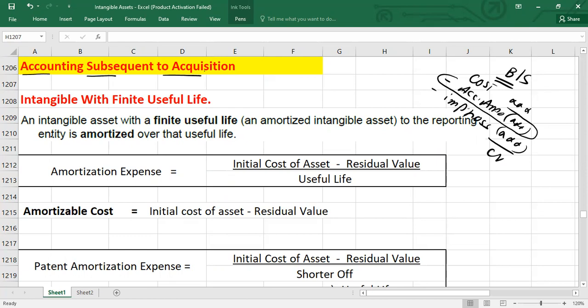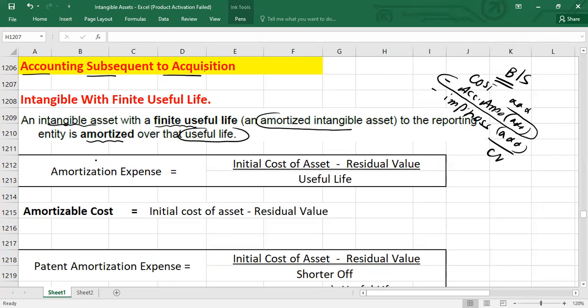Please remember, an intangible asset with a finite useful life, also called an amortized intangible asset, must be amortized over its useful life. Useful life is the life over which you are expecting to obtain the benefit from the use of the asset. It could be 5 years, 10 years, or 8 years.